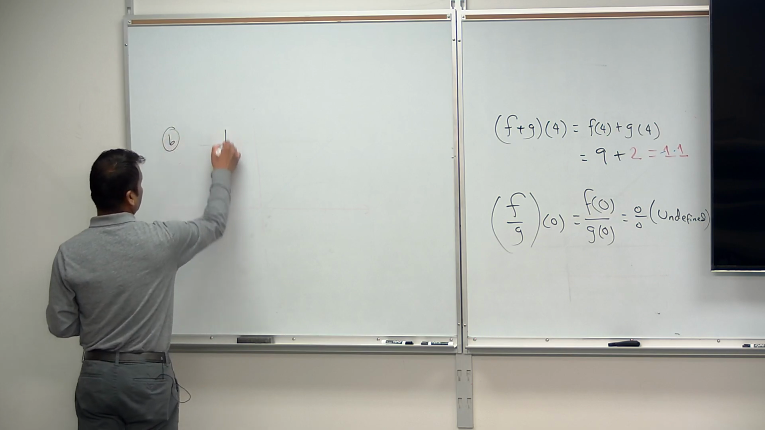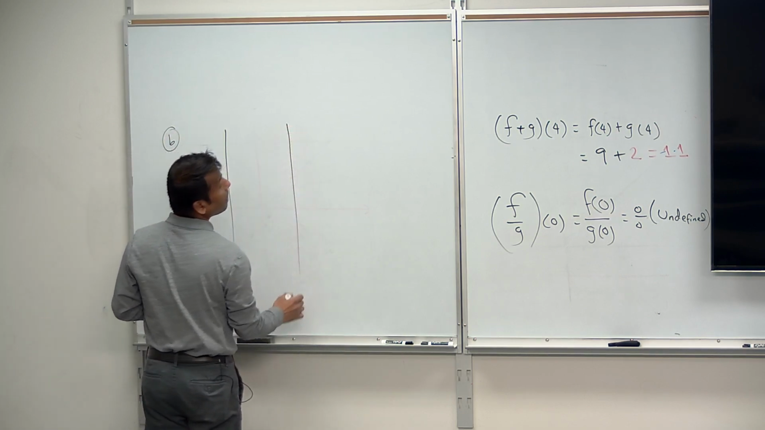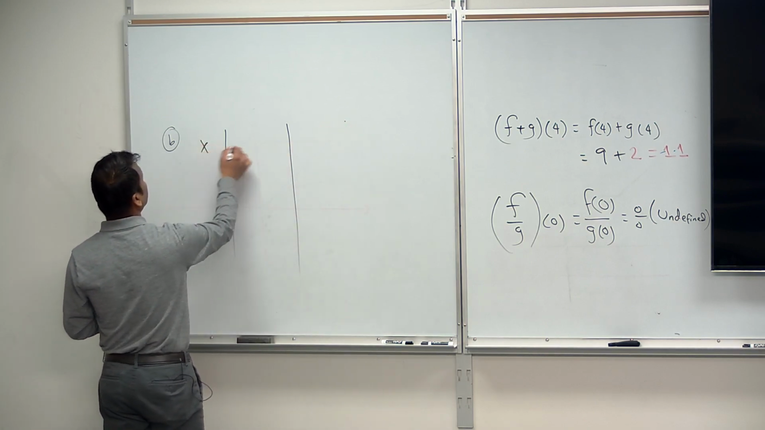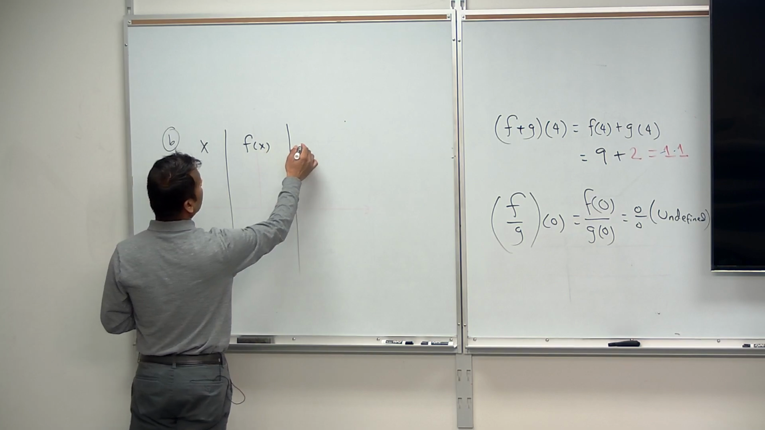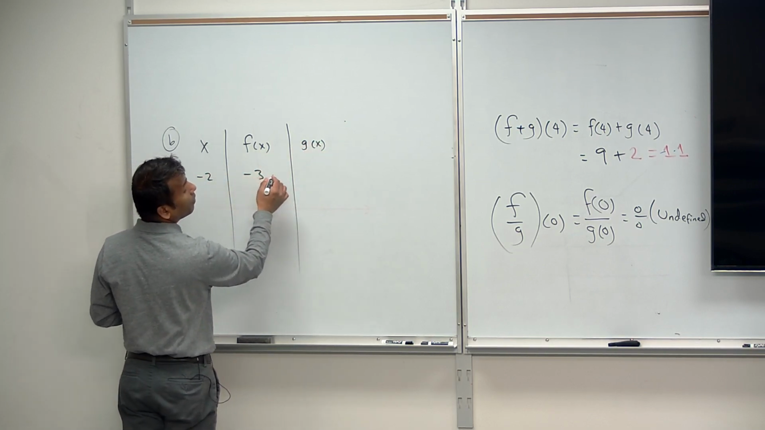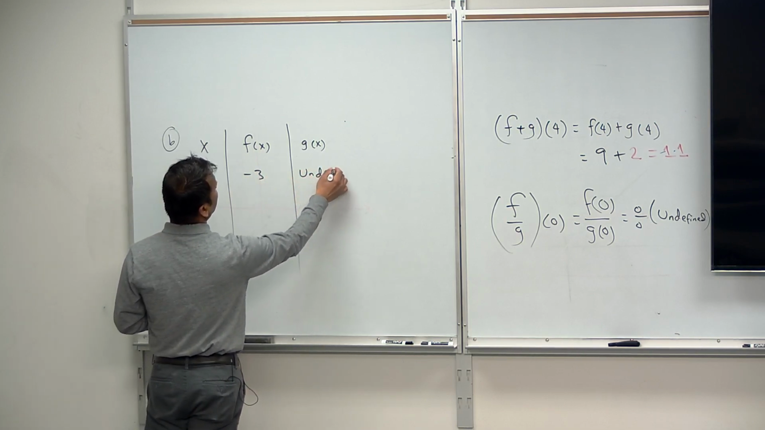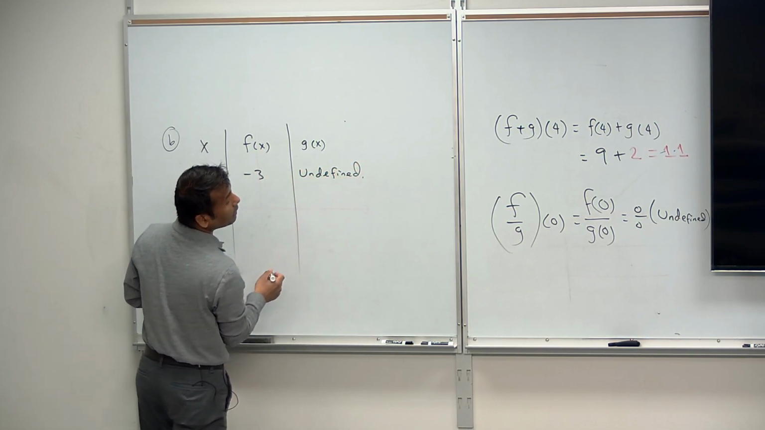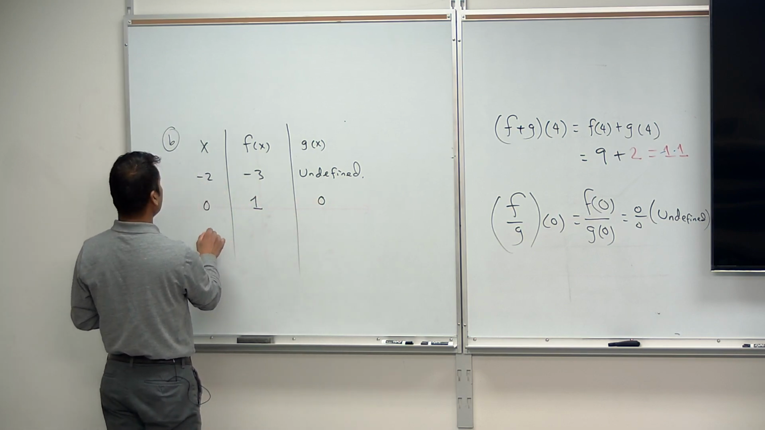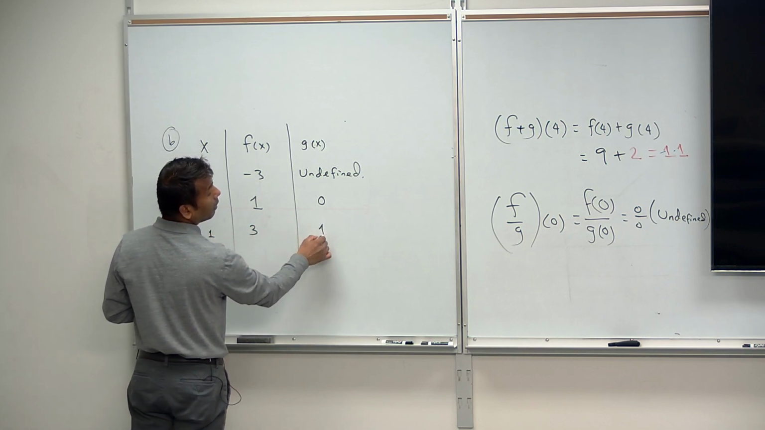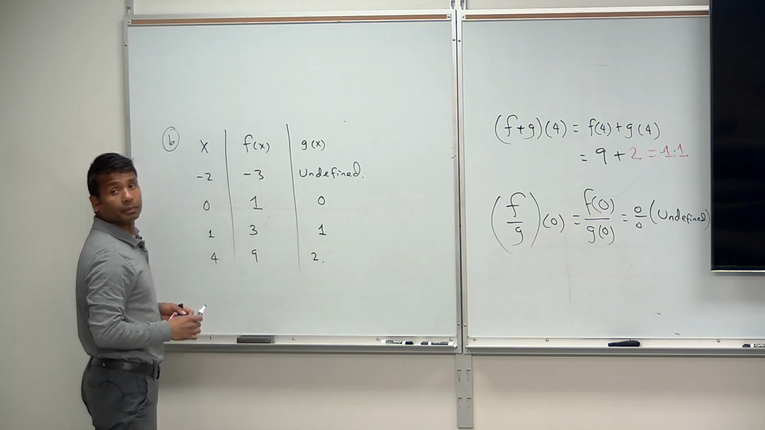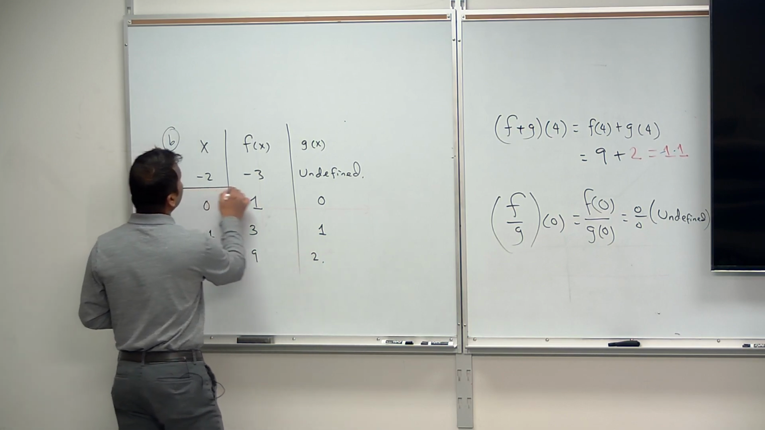Look here. This is your x, this is your f(x), and this is your g(x). So this is -2, -3, and this is what? Undefined, 0, 1, 0, and this is 1, 3, 1. So this is 4, 9, 2. Are you with me? Yeah?